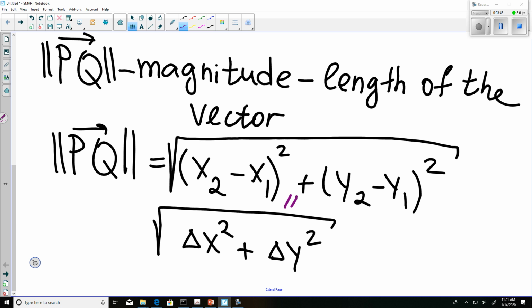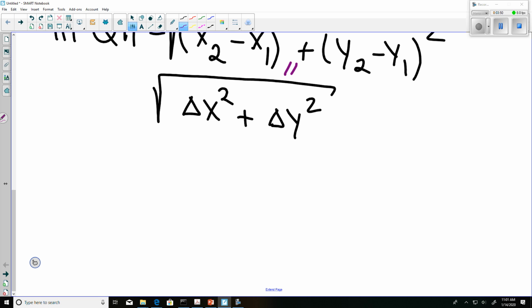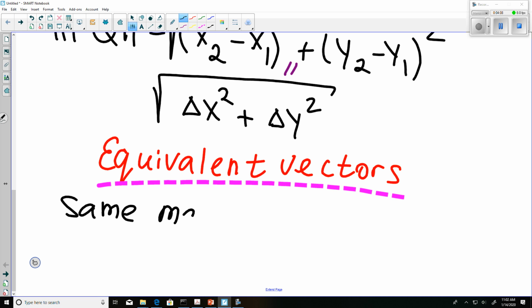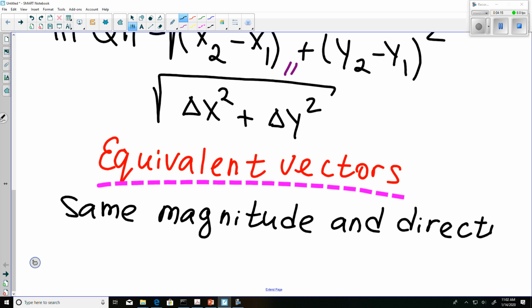Beautiful. Moving on, the next thing is equivalent vectors. What should equivalent vectors have the same? Yes, thank you very much. Which means they have the same magnitude and direction. You have to know two values in order to conclude that two vectors are equivalent.